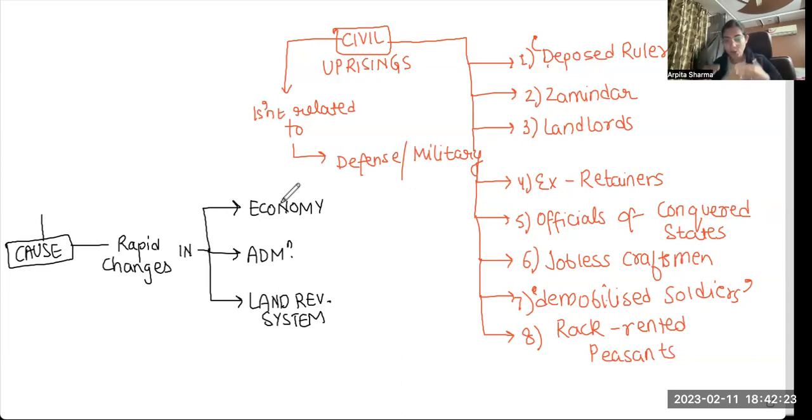Is the point becoming clear? Now are you becoming confident how to write answers in mains? How can we add examples? Examples can be added through your own learnings. Write it down. Land revenue system, three kinds of land revenue system were there.